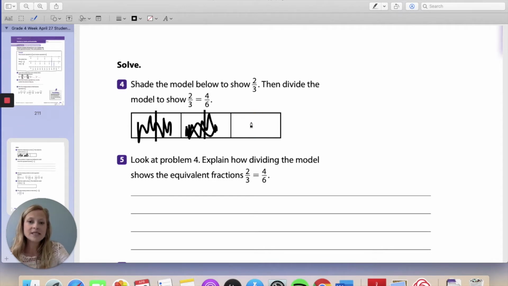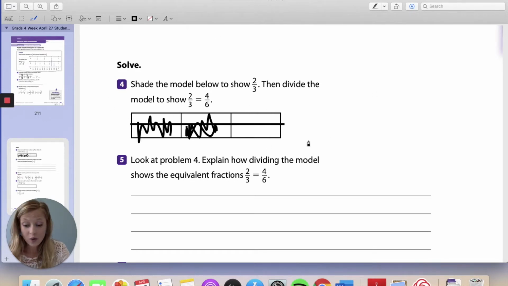But maybe you're saying, Miss Shepherd, when I paused the video and I divided my model, that's not what I got, or that's not how mine looked, and that's okay. My guess is that you probably divided it in half. I remember in class, we always like to divide things kind of just in half. So when I take a look at this, I see that this shows the exact same thing as the other way. It shows that there are 1, 2, 3, 4 parts shaded out of 1, 2, 3, 4, 5, 6 parts in total.